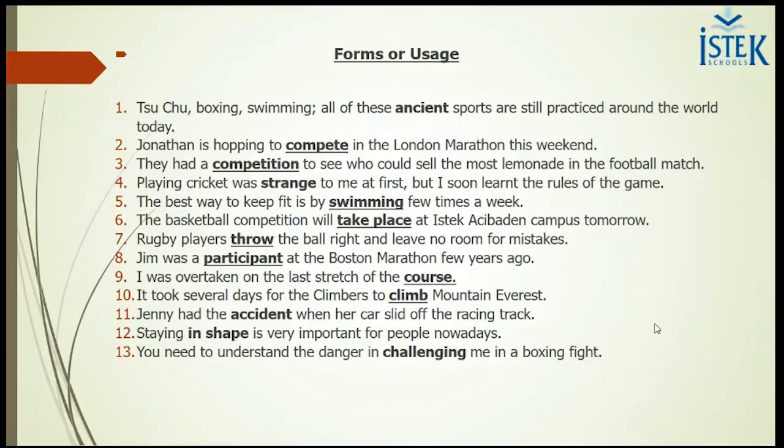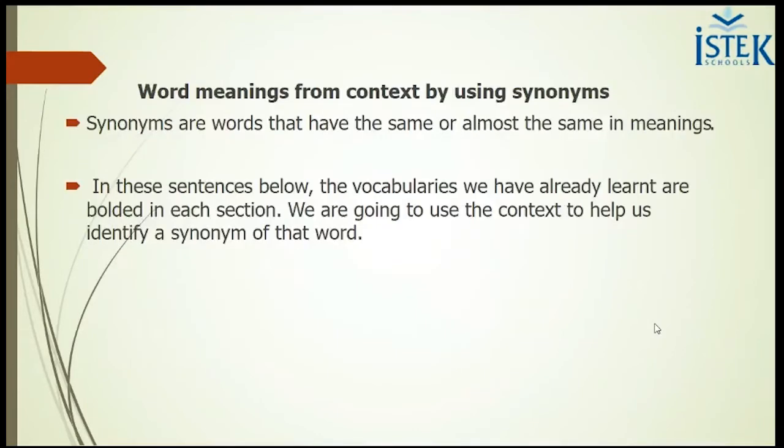Now we're going to go further to talk about a few things for you to better understand the vocabulary. But in this sense, it's going to be with a synonym and understanding those vocab from a context. If you look here, we have word meanings from context by using synonyms. And as we already discussed in our classes, synonyms are words that have the same or almost the same meaning. So the words that are synonymous to each other, they are related to each other. You can either use one or the other in form of writing or in form of speaking.